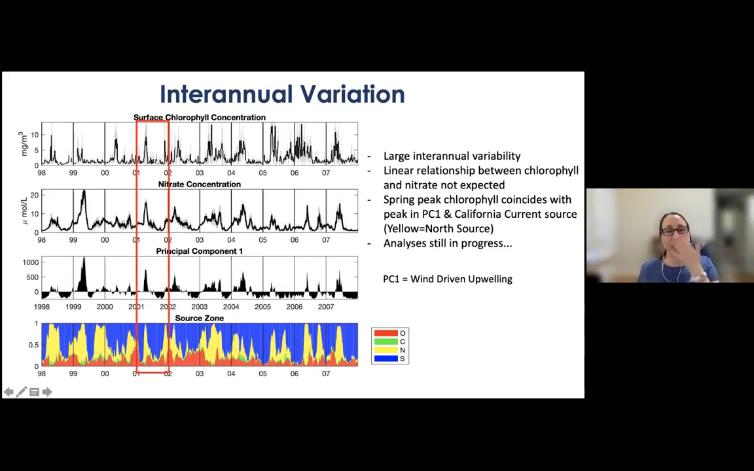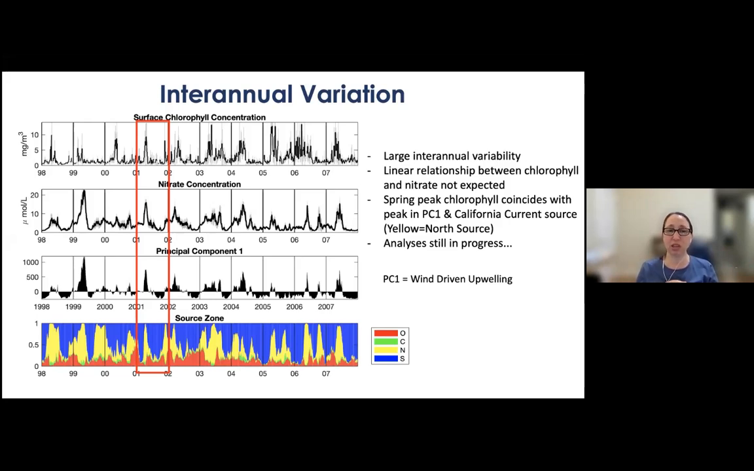So again, I'm working on how best to quantitatively compare these years, and what else we can say besides the fact that there's a strong spring peak, and what could be driving the other things. But I wanted to go into detail about one year, 2001.